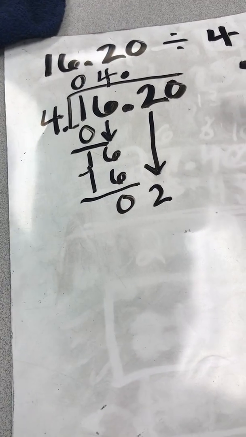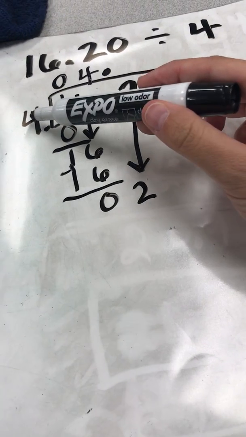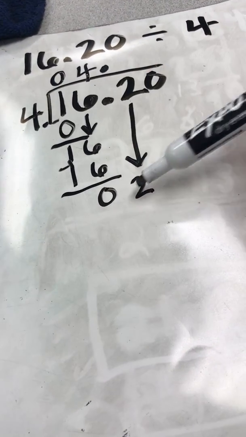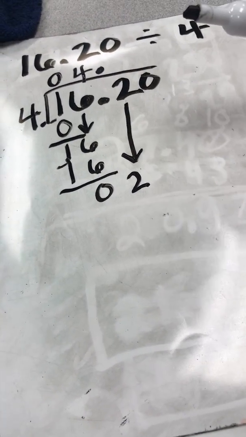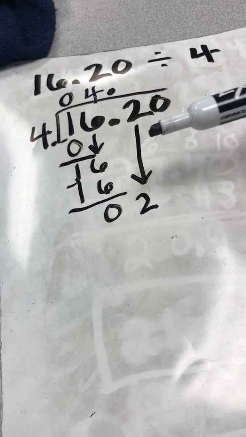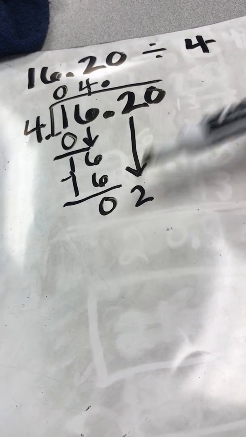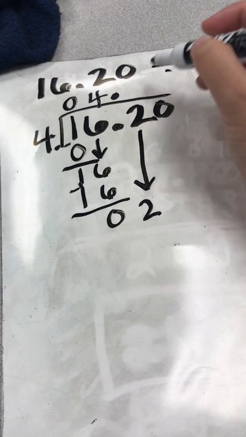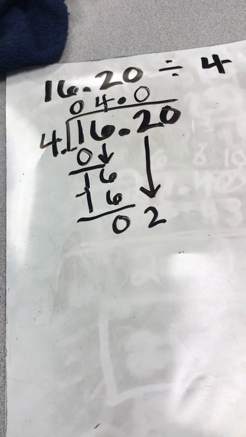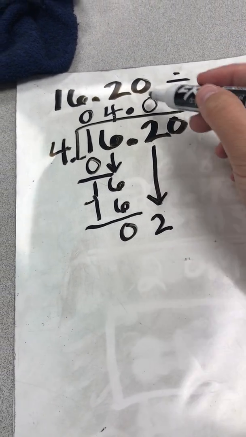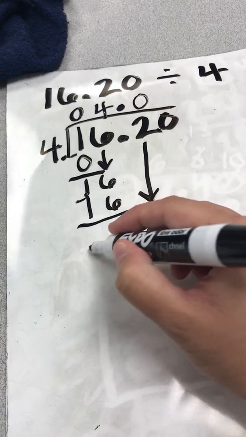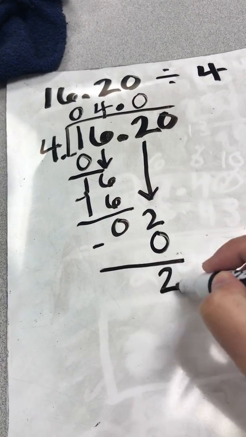This is a step that kind of trips people up sometimes. If we want to ask ourselves how many times will 4 go into 2, well, it won't go into 2, but we need a number to show that. So how many times will 4 go into 2? 0 times. We can do that 0 times. So we need to put our 0 up here to hold that place value. 0 times 4 gives me 0. We're going to subtract and get 2.